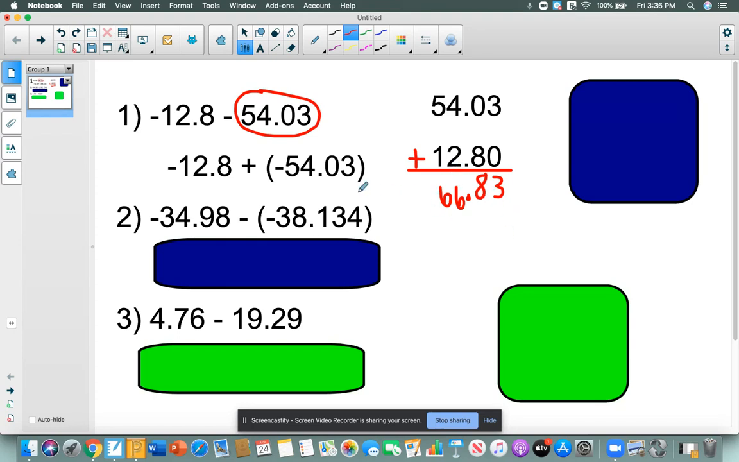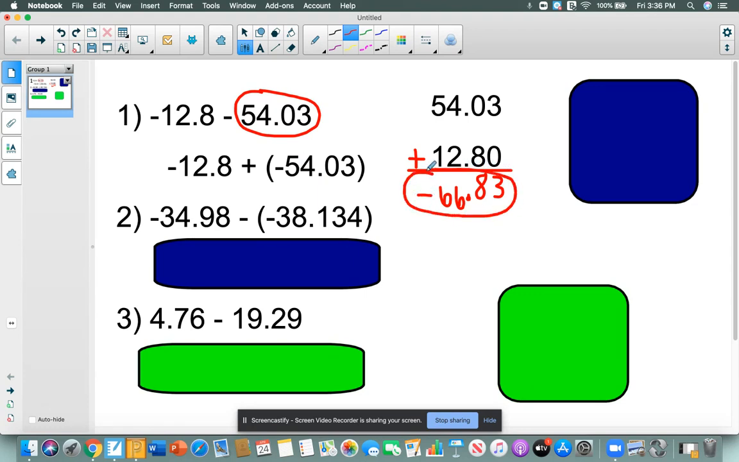Now, some of you guys have noticed on last week's assignments, you would just circle your answer and say you're done. But I want to make sure you guys are doing this every single time. Before you circle your answer, ask yourself, what sign should I have in front of the number? Should it be positive or negative? Well, if I look, both my numbers were negative. So if I'm adding a negative to another negative number, my answer should still be negative.